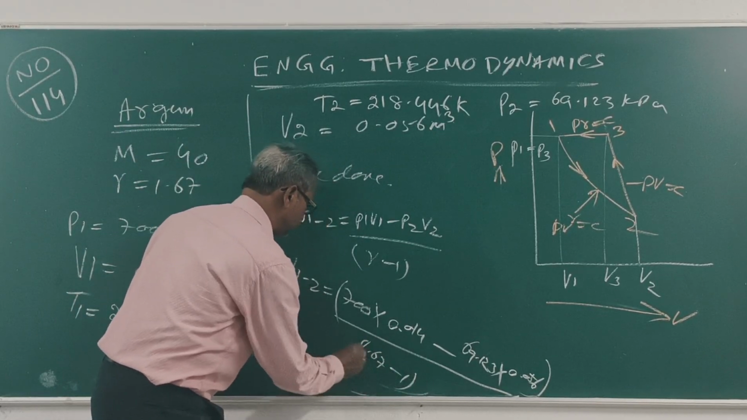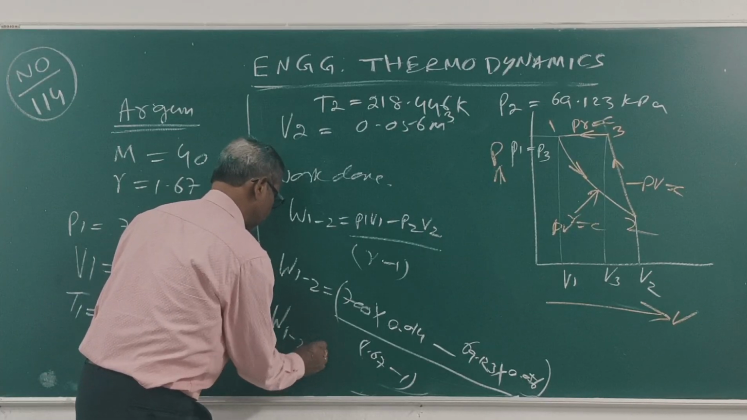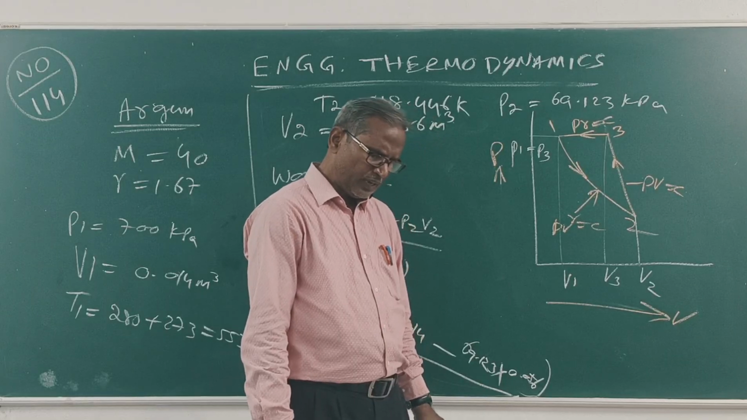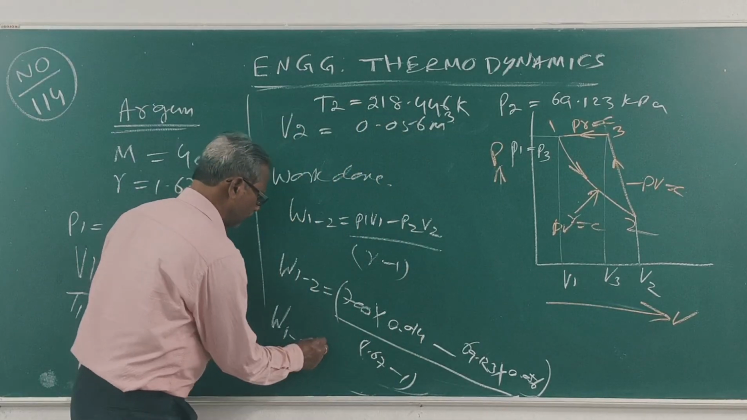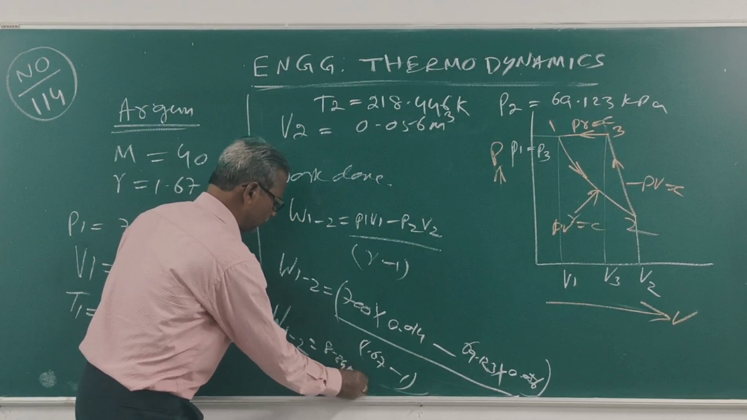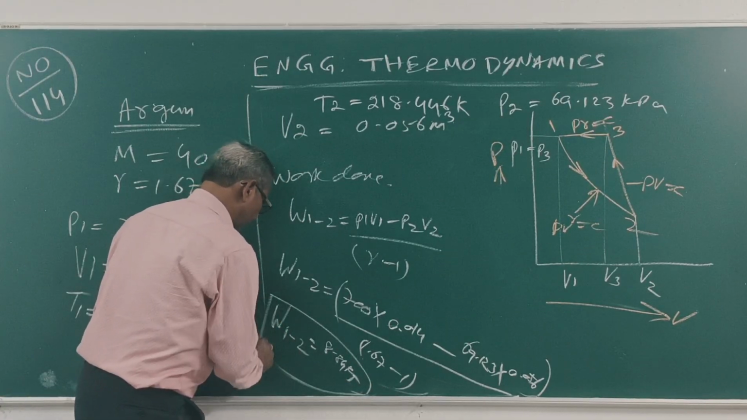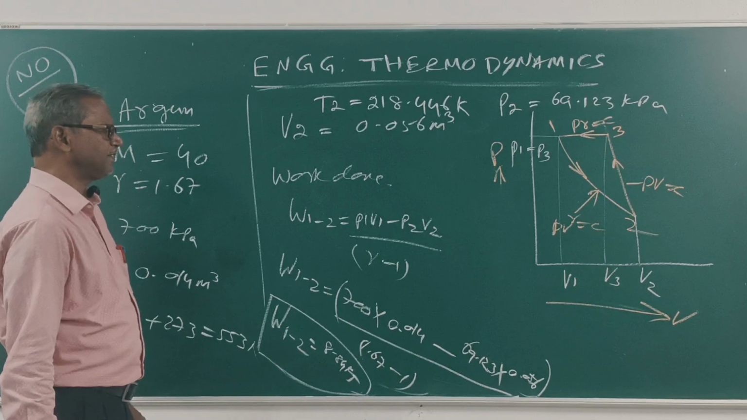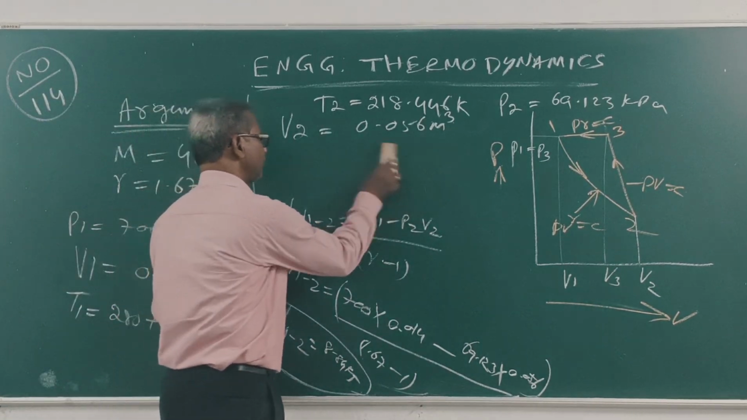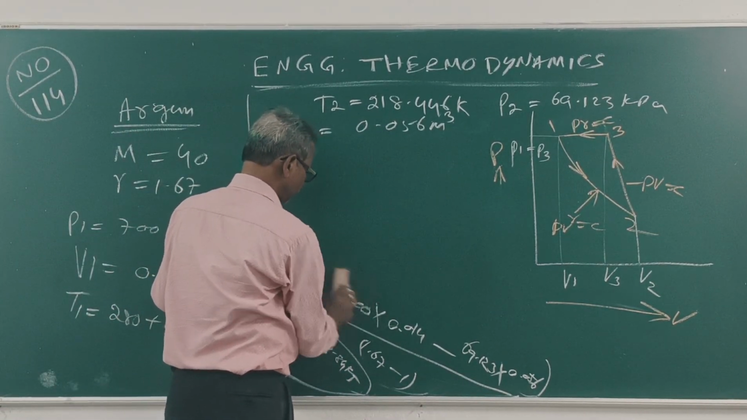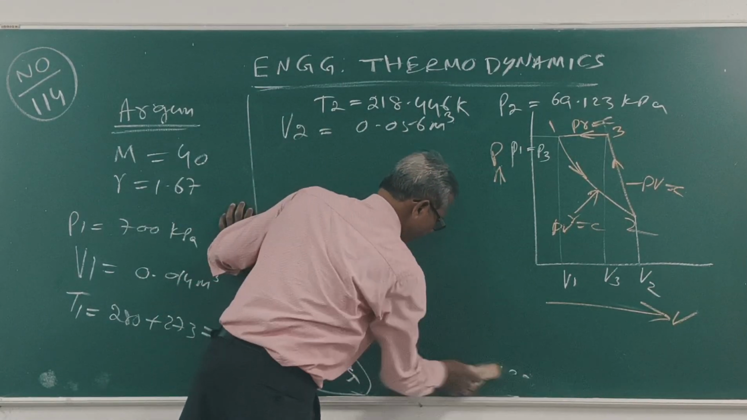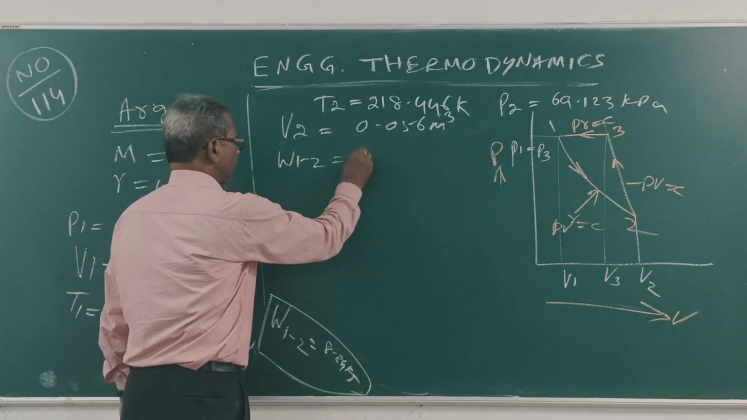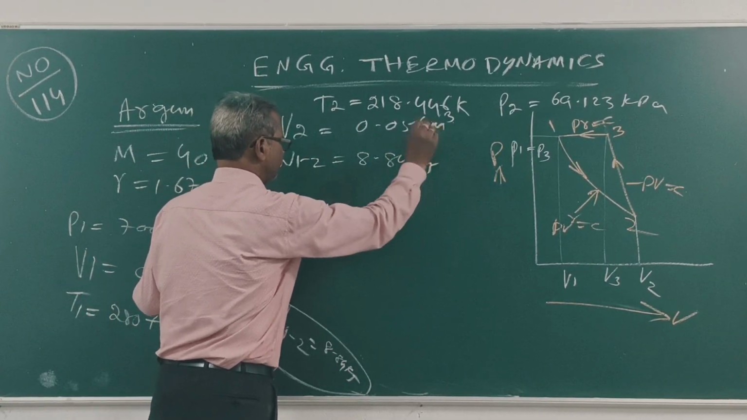1.67 minus 1. So W12 is equal to 8.84 kilojoule. This is the work done during process 1-2. Clear? Now W12 is equal to 8.84 kilojoule.